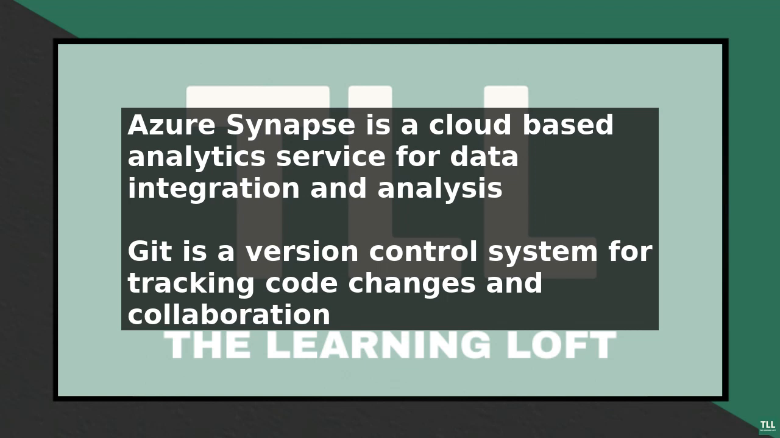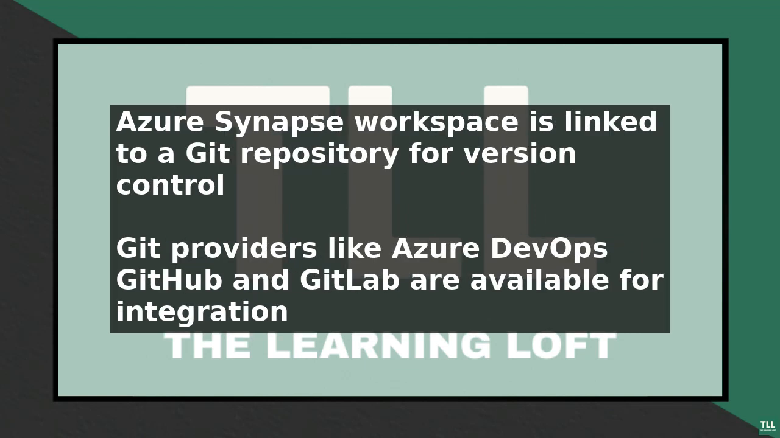pipelines, and other artifacts. To get started, you need to link your Azure Synapse workspace to a Git repository. This can be done by navigating to the Azure Synapse Studio, clicking on the Manage tab, and selecting Git configuration. You can then choose from a range of Git providers, including Azure DevOps, GitHub, and GitLab.